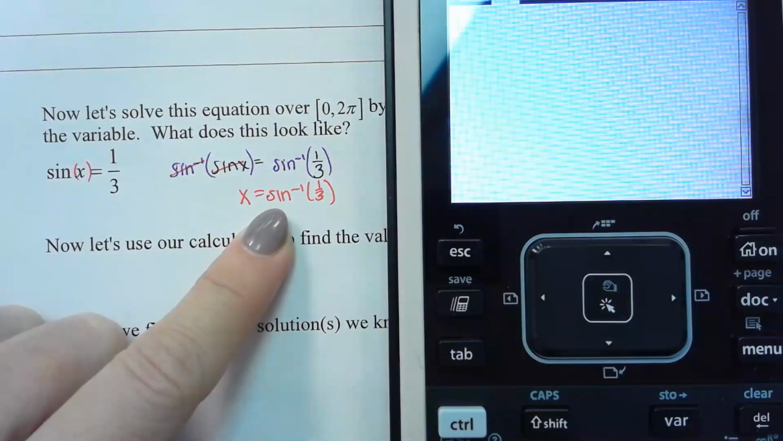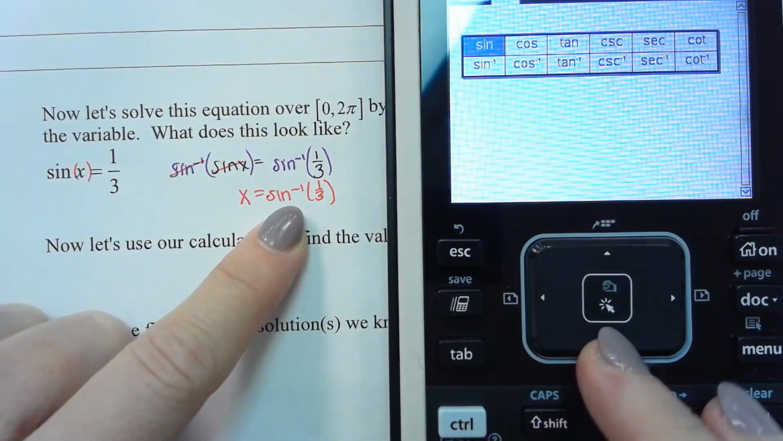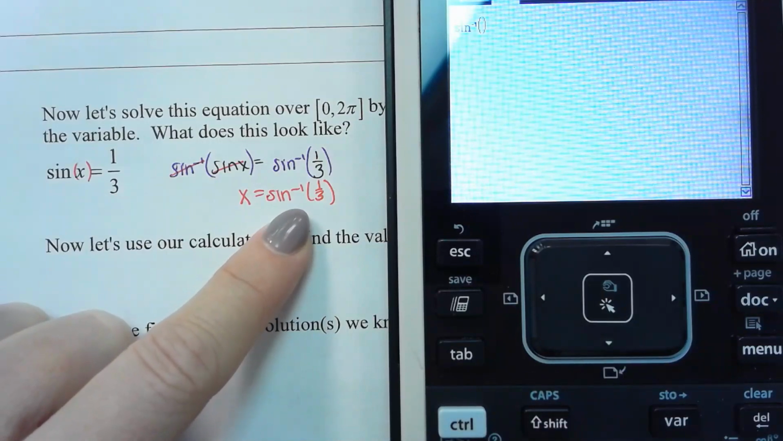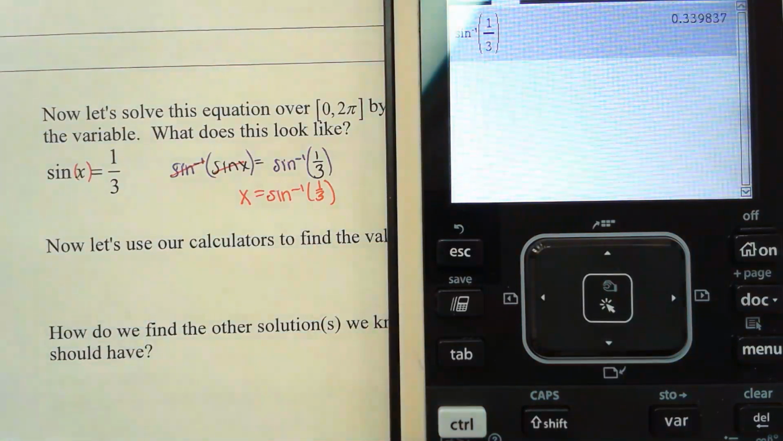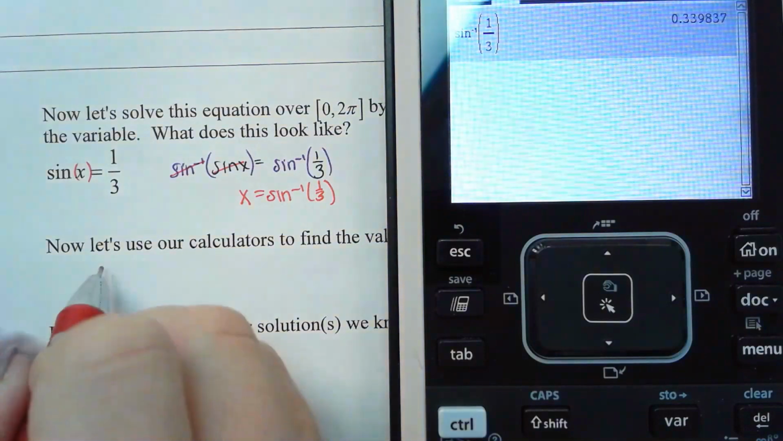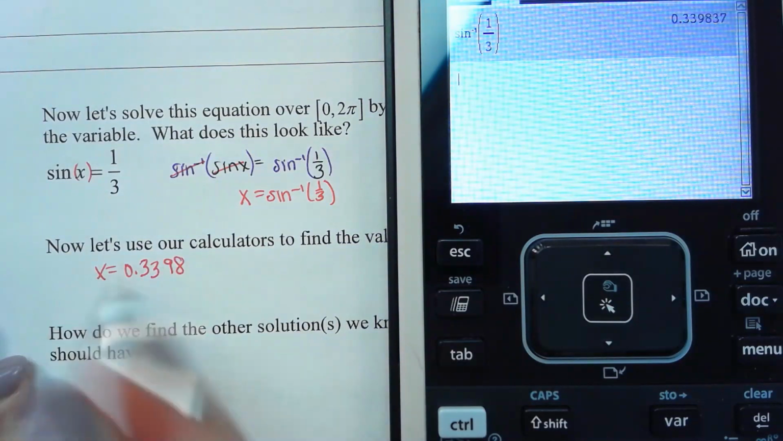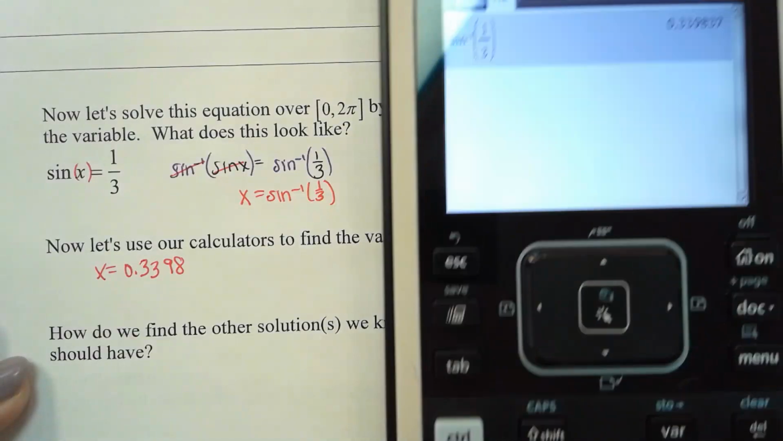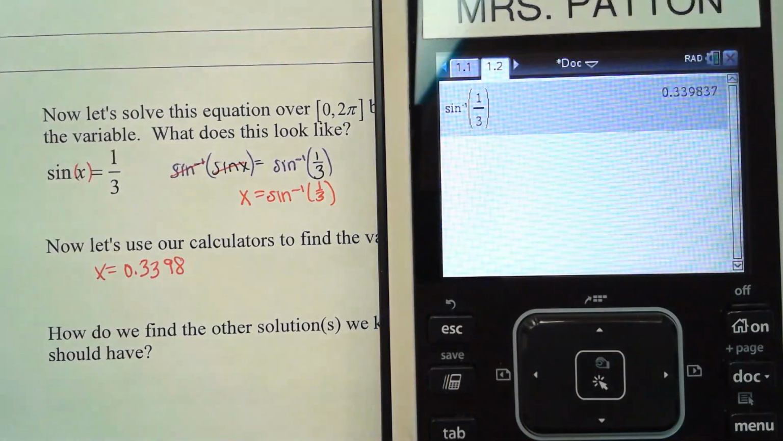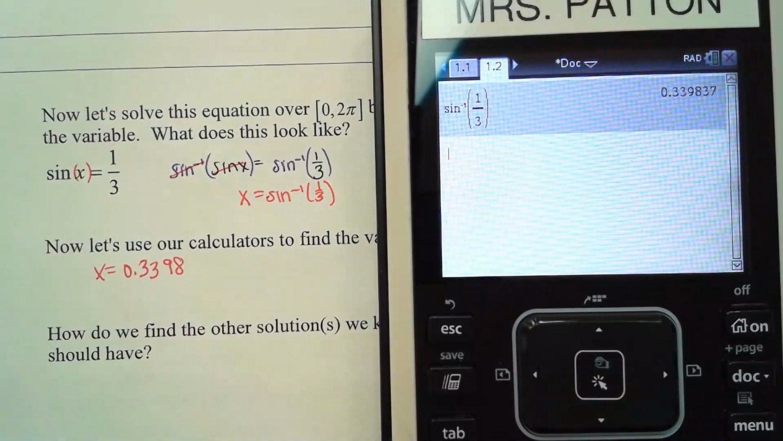I'm just going to get a regular blank screen, and I'm going to go to my trig button, and I'm going to type in inverse sine of 1/3. And it spits out x equals 0.3398. Well, doesn't that sound familiar? Because it's what we got on the graph. I'm not saying we're going to get different answers. I'm going to say we're going to get them differently.